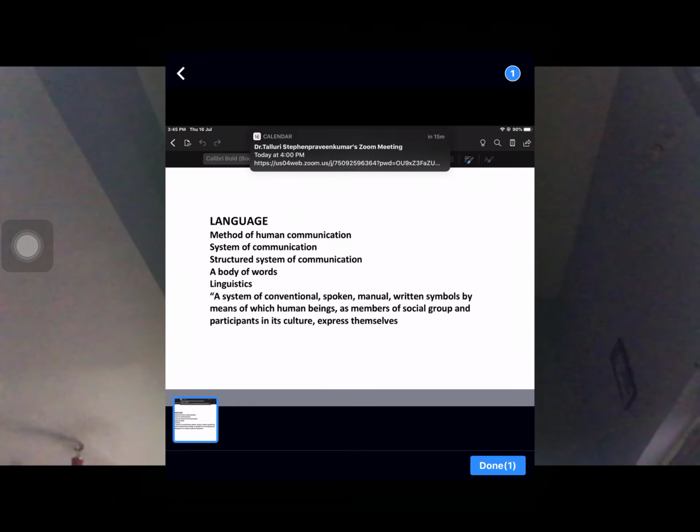The first thing is it says that language is a system. You cannot say that I know each and every language, I can speak any language. That means you have just an idea of what language is. But if you want to learn and use the exact language, you have to understand the system of it, because the definition says that it is a system of conventional, spoken, manual, written symbols.